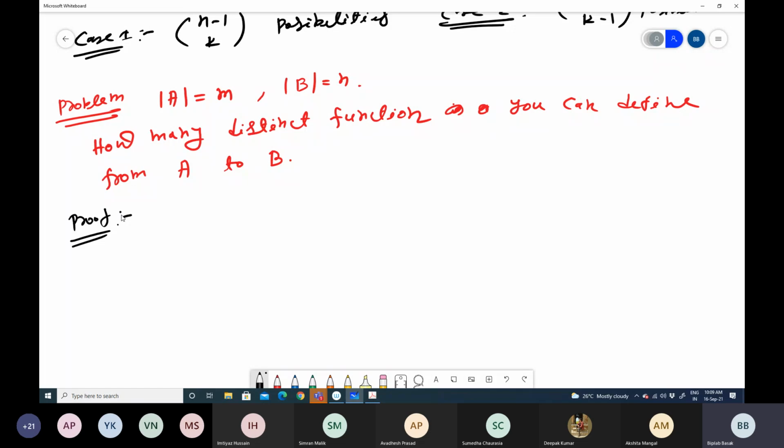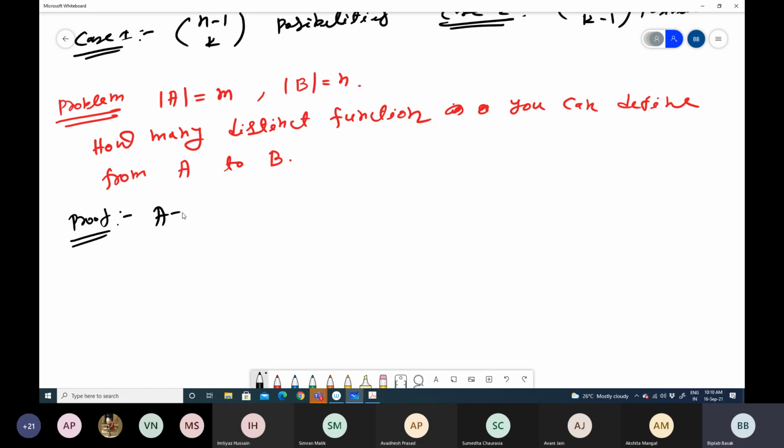Yes, I am waiting for your answer. So n to the power m. Right. So what we'll do here, since we are not giving any restriction on the function, right? We are not saying it is injective or surjective. We are just asking for all possible functions. So it can be onto, it cannot be onto. That does not matter.